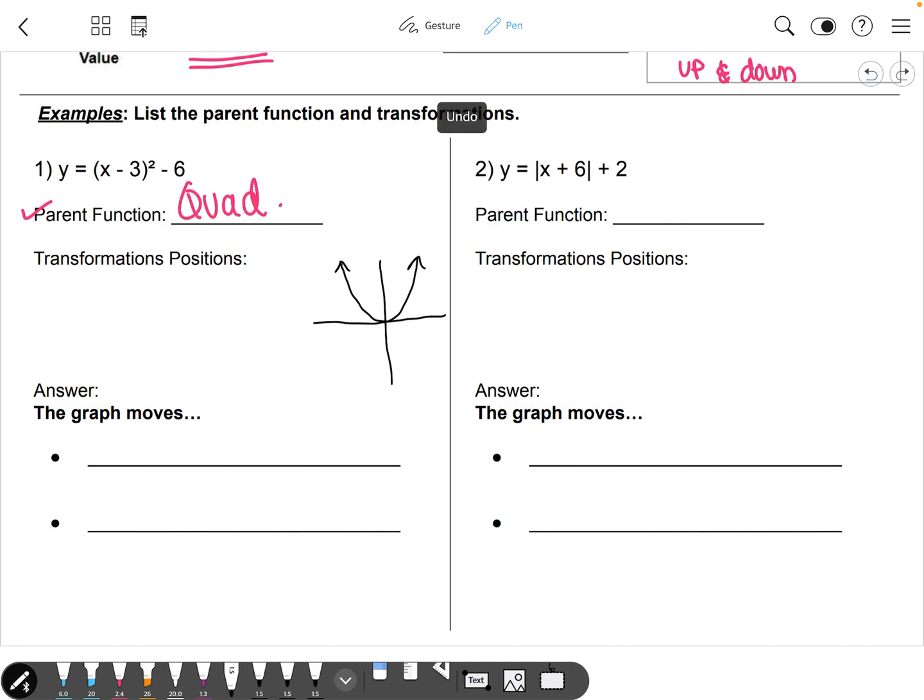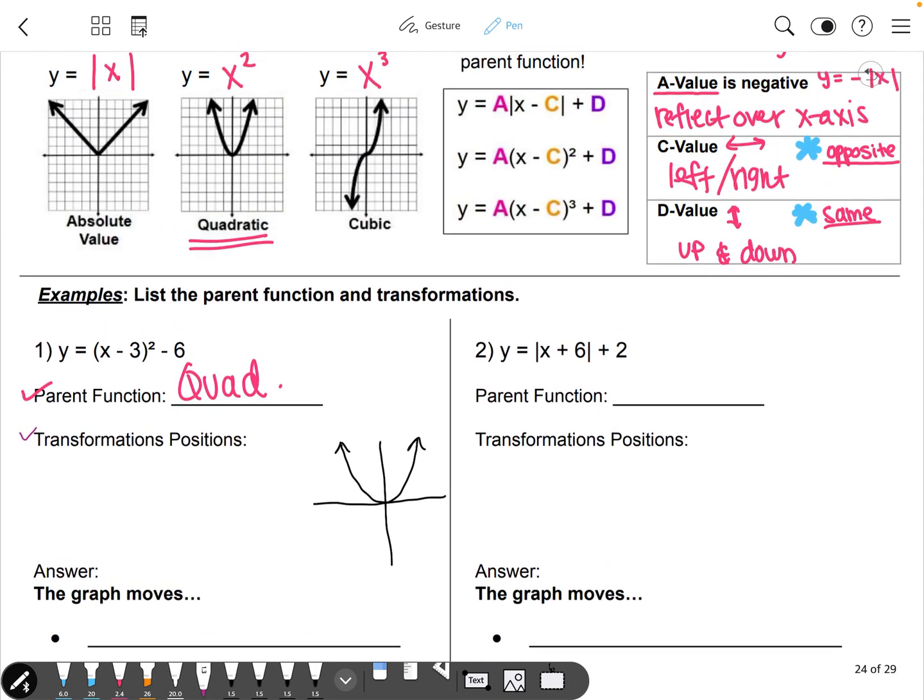Okay, so next step is to identify, do we have an A, C, or D position? So I'm going to look up here. We're looking at the quadratic here. I don't have anything in front, so I do not have an A transformation. I have something inside of the parentheses, so I do have a C transformation. And then I also have a number on the outside, so I do have a D transformation. So the C is -3, and then the D is -6.